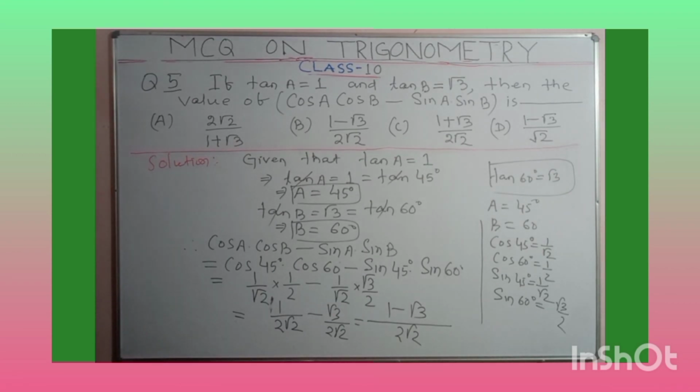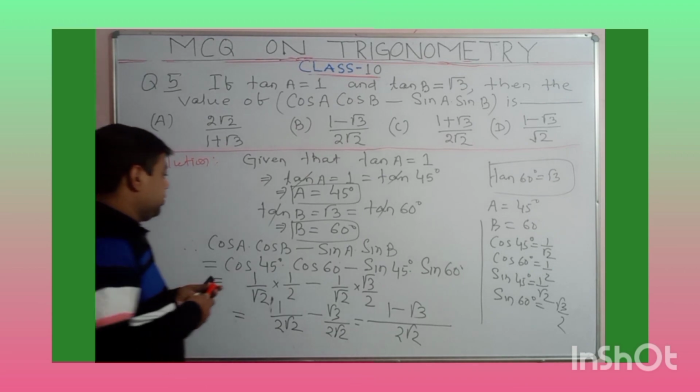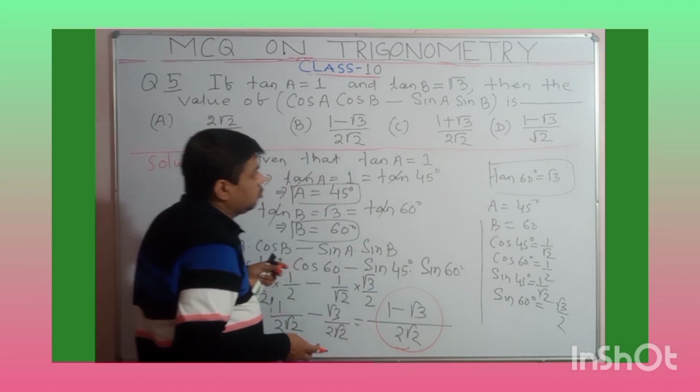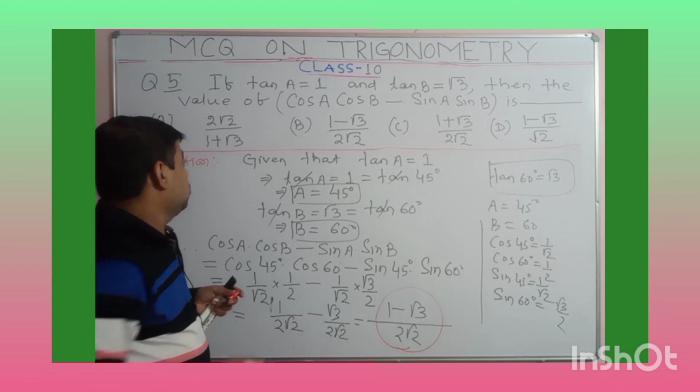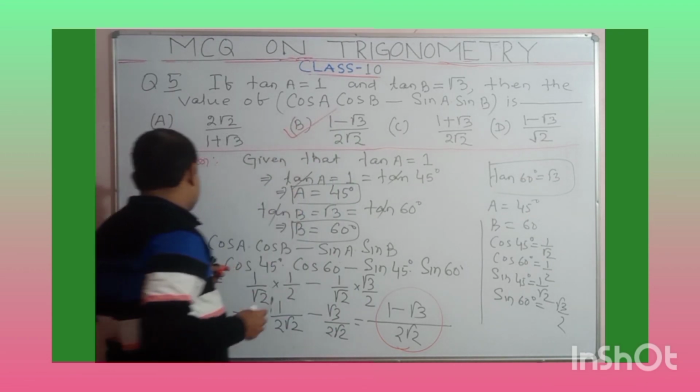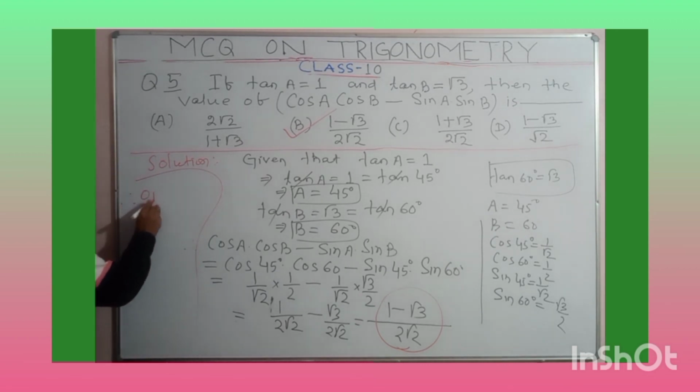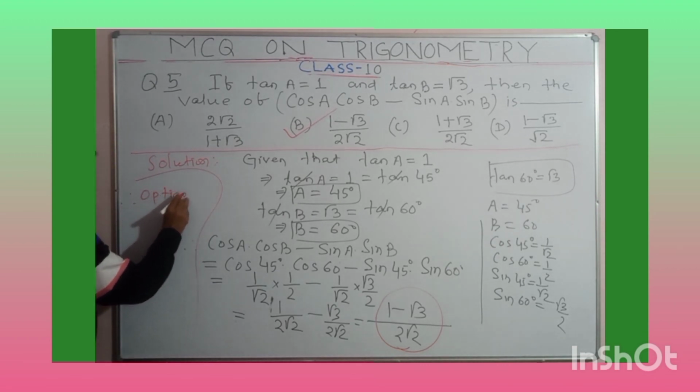Okay. So we get the value of cos A into cos B minus sin A into sin B as 1 minus root 3 divided by 2 root 2. So B is the correct option. Hence we got the required value, option B.